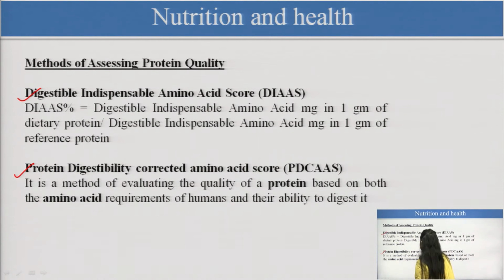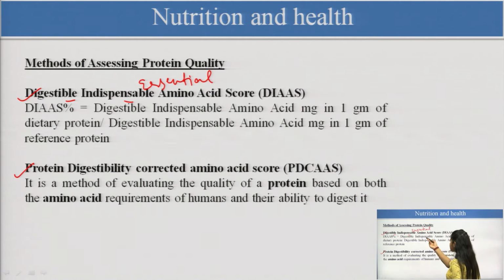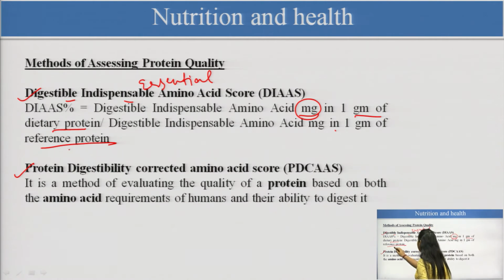Digestible indispensable amino acid score. By the name, I think this is clear. Digestible means it has the capability for digestibility. Indispensable means essential amino acid, which is required in the diet, we need to take it from outside. So, digestible essential amino acid in mg in 1 gram of the dietary protein. We calculate what diet we are taking and the amount of digestible essential amino acid in it. We take one standard here, digestible indispensable amino acid in mg in 1 gram of reference protein, and that reference protein can be anything. That is the standard.